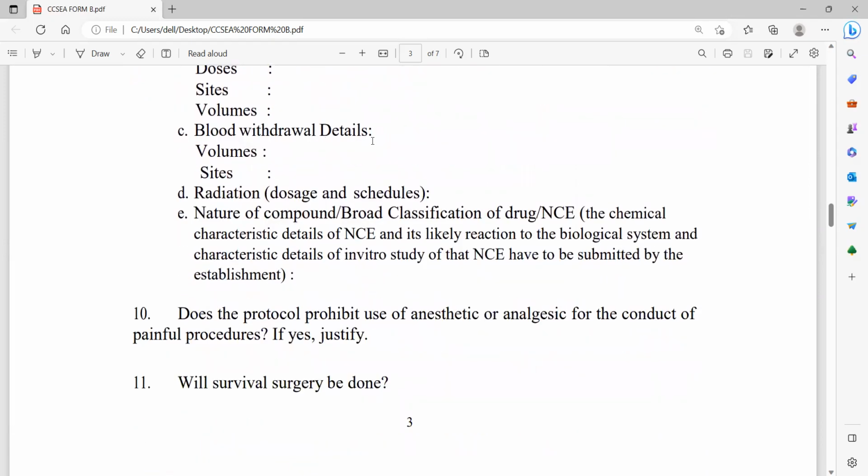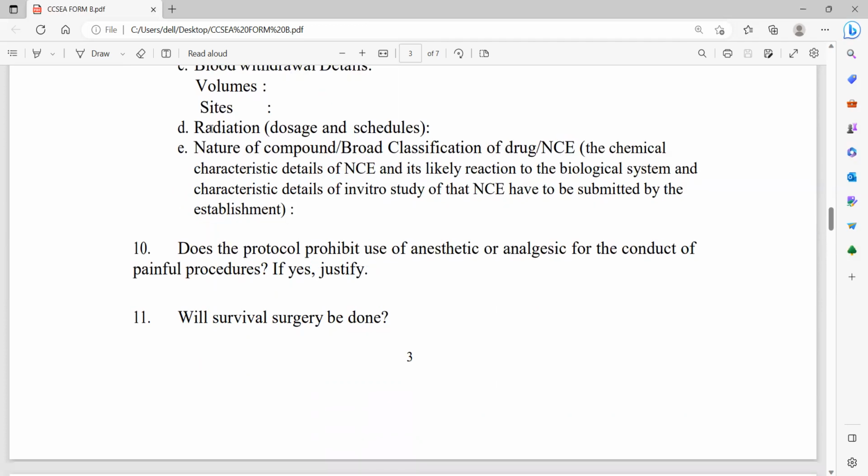Then blood withdrawal details: the volume, how much blood you are going to withdraw, and the site, whether it is retroorbital or tail vein, you have to specify this. It is very important. And for writing this, your literature should be very much perfect. Then if you are giving radiation, then the dose and schedule of radiation has to be mentioned. The nature of compounds, a broad classification of the drugs, is required. This has to be mentioned here.